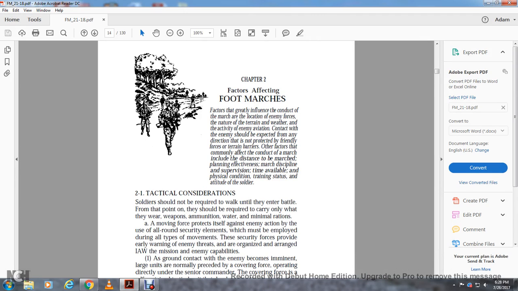Aviation contact with the enemy should be expected, and from any direction with non-protected friendly forces, terrain barriers. Other factors that commonly affect the conduct of the march include distance to be marched, planning effectiveness, march discipline, supervision, time available, and the physical condition, training status, and attitude of the soldier.